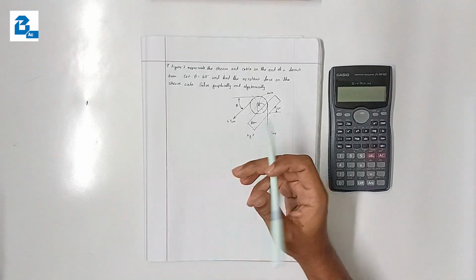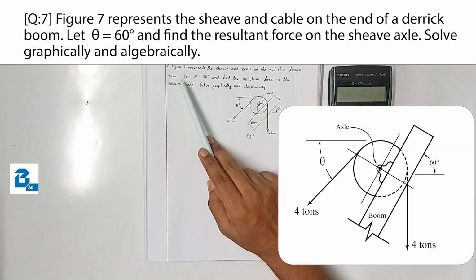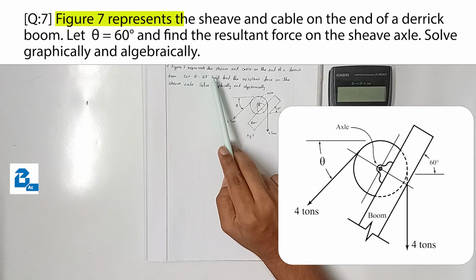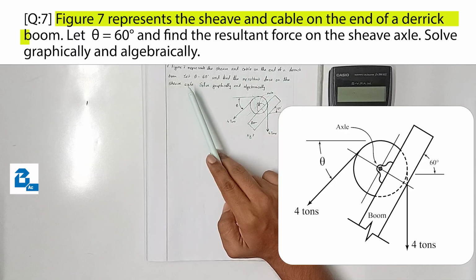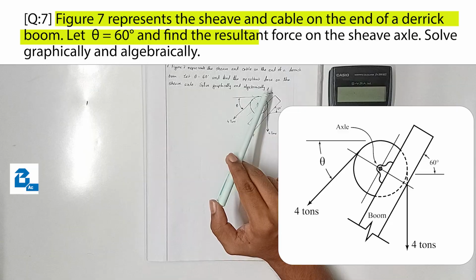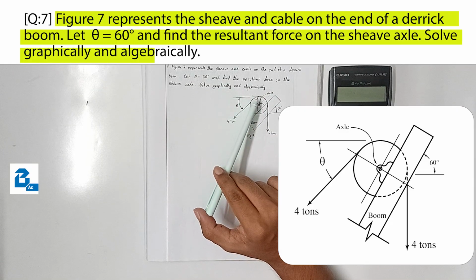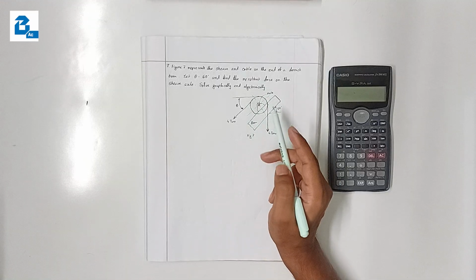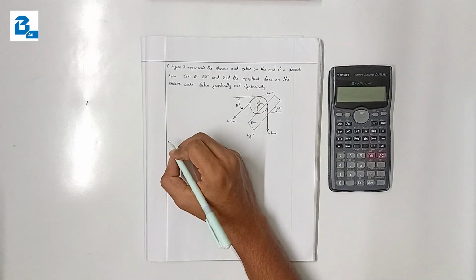Hello everyone. Today we will solve a resultant problem. Here the problem states: figure 7 represents the sheave and cable on the end of a derrick boom. Let theta equal 60 degrees and find the resultant force on the sheave axle. Solve graphically and algebraically. So first let's draw a free body diagram of the axle.